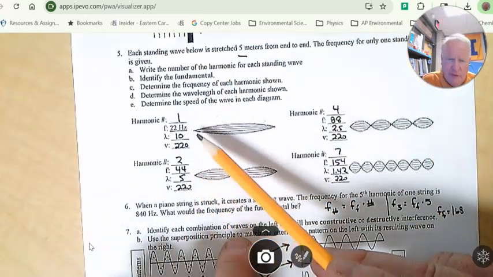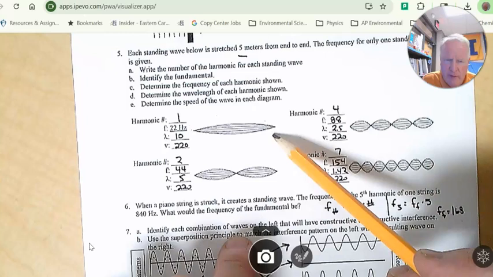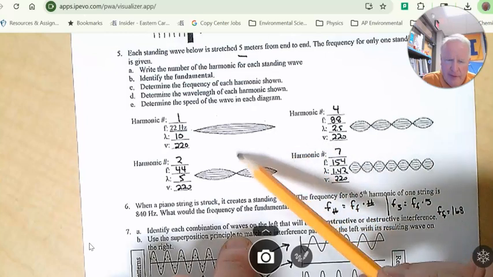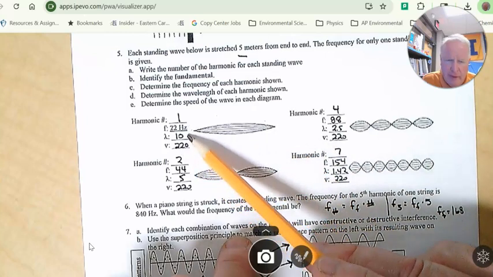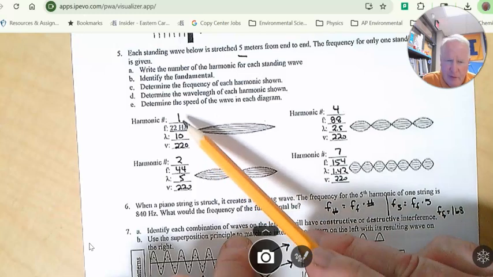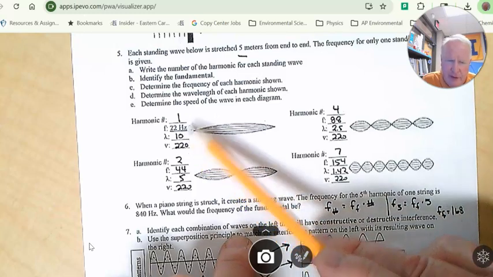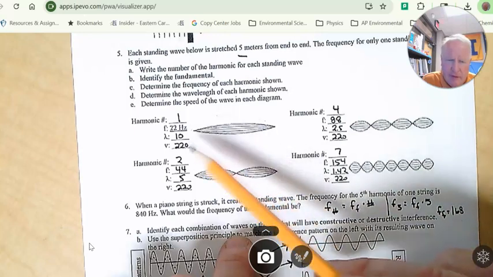And so since this is only half of a wave, we would take 5 meters divided by 0.5, and we get a wavelength of 10. So that filled out the first 3, and then we have to remember the velocity equation.